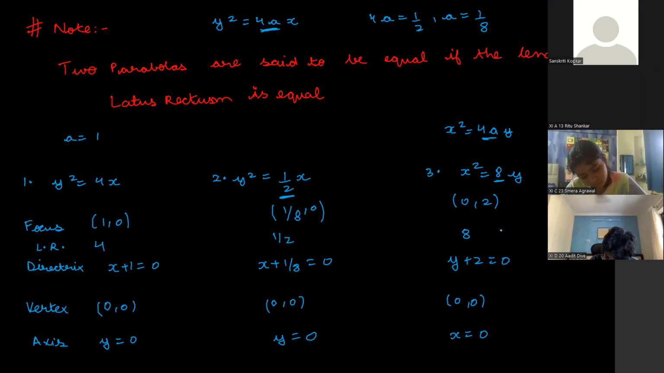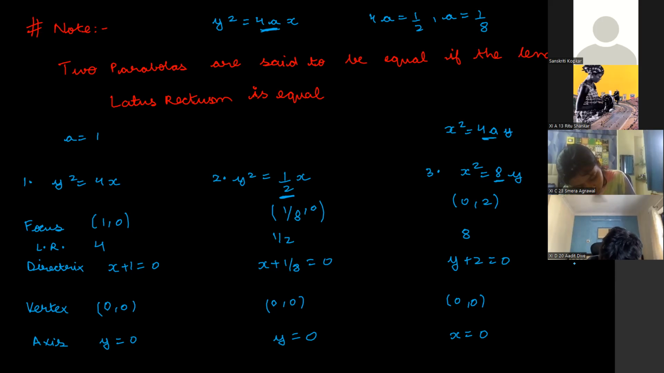What is the length of the latus rectum? 1 by 3. Okay. Ritu, what is the directrix? Y minus 1 by 12 is equal to 0. Great. Who else is left? Adit, yes, the vertex, super easy. 0, 0 as it is. Okay, what about the axis? X equal to 0.